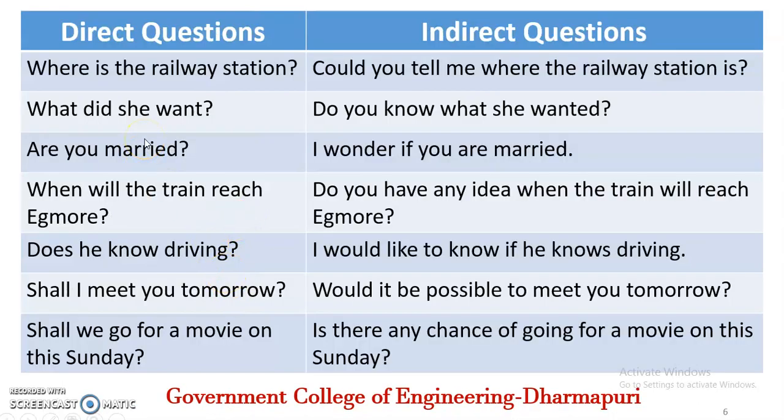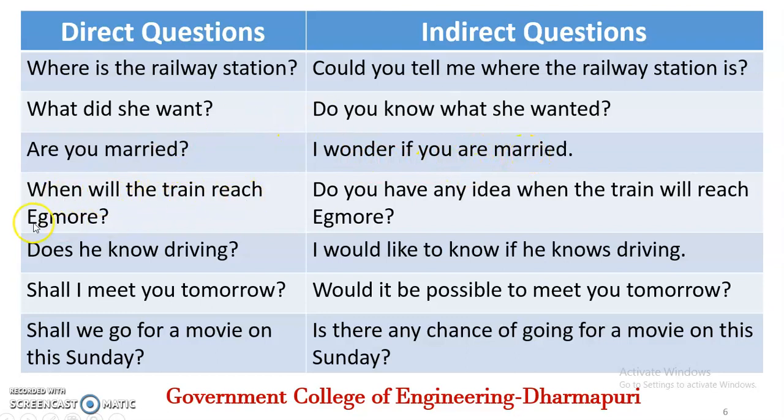Now more examples we can find on this page, direct questions and indirect questions, right? Direct question: Where is the railway station? Indirect question: Could you tell me where the railway station is? Next, direct: What did she want? Indirect: Do you know what she wanted? Direct: Are you married? Indirect: I wonder if you are married.